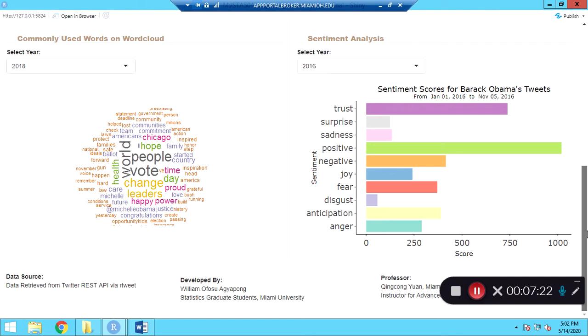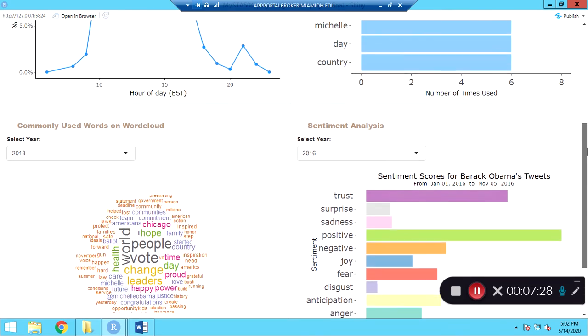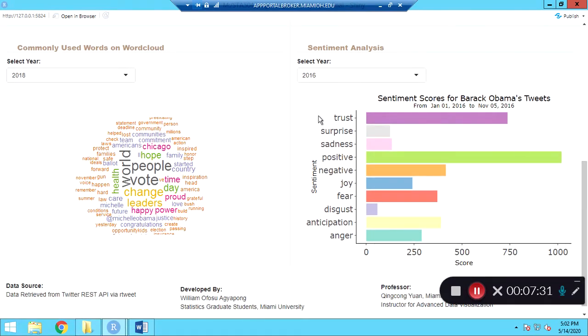Now, the most interesting part is the sentiment analysis section. Here, basic sentiment analysis is carried out through visualization, and as you can see, information is being displayed for the year 2016. Here in the year 2016, from January 1st to November 5th, we can see that the president's tweets can be classified as positive. Sentiments are emotions that can be attached to words, and from this we have a sense that generally the president's tweets were positive.